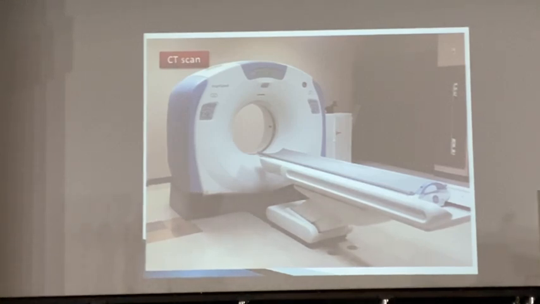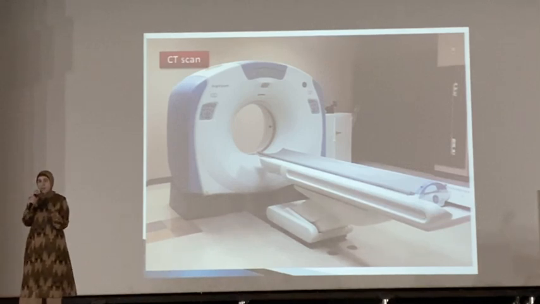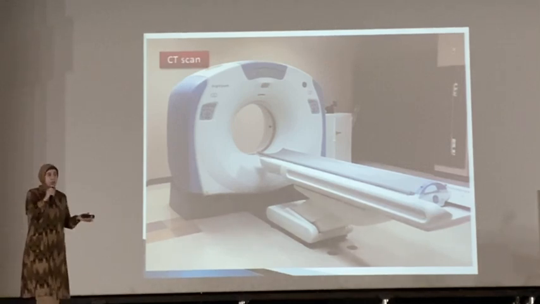The gantry contains the X-ray tube and the detectors. In addition, we have the control panel. This control panel is to create an image in a computerized way. Okay, it is controlled by a computer, by a software.